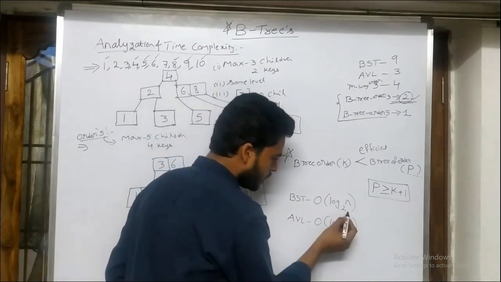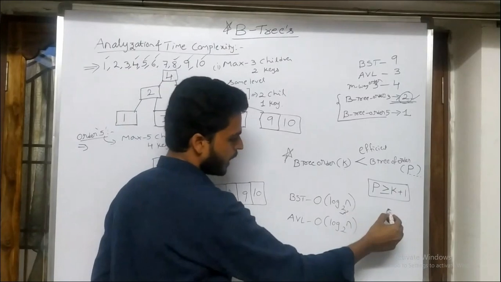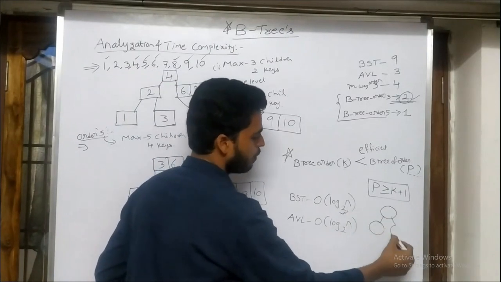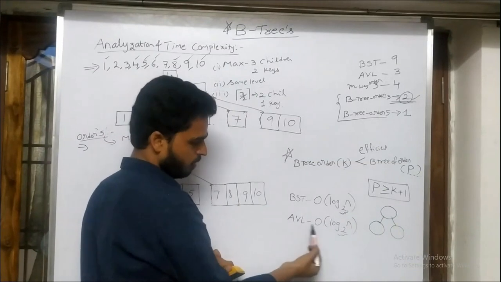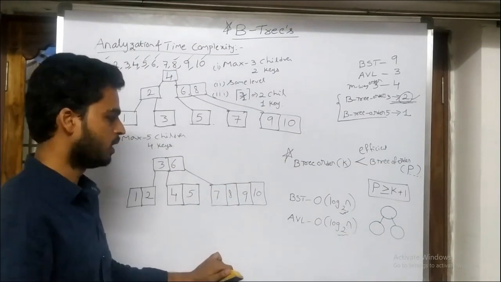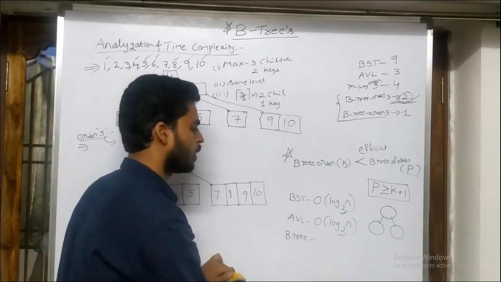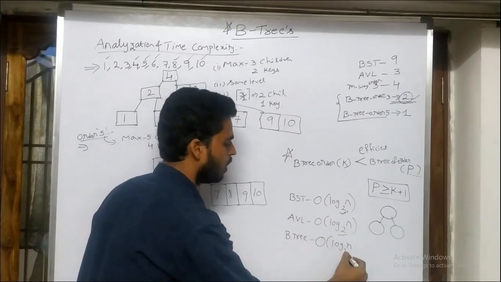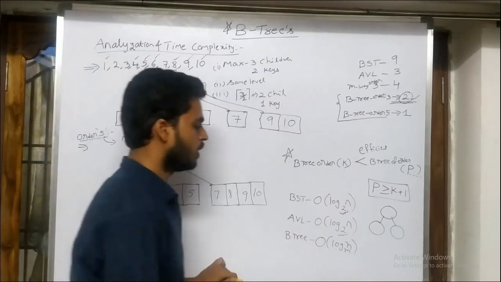What is the meaning of these two? The meaning is, if you take a node in a binary search tree, this node can have a maximum of 2 children. Similarly in an AVL tree, if you take a node, that node can have a maximum of 2 children. Then we can directly derive the B tree time complexity, that is big O of log n to the base m.